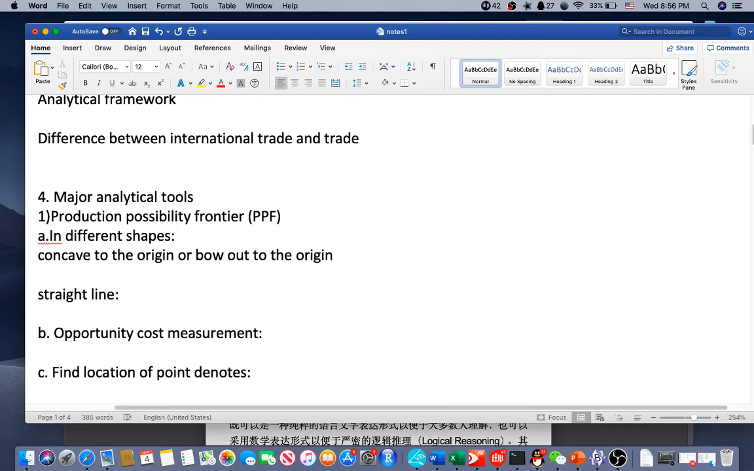Some major analytical tools. First is the production possibility frontier, or PPF. The PPF has different shapes. One is concave to the origin, or bowed out from the origin. Another one is a straight line, the constant opportunity cost PPF.